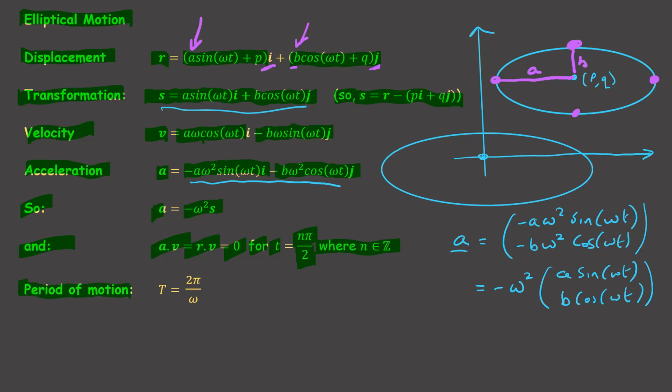The period of the motion, T, is equal to 2 pi over omega, and that once again is just because the period of both sine and cosine is 2 pi. And so when omega t is 2 pi, we've gone all the way around.